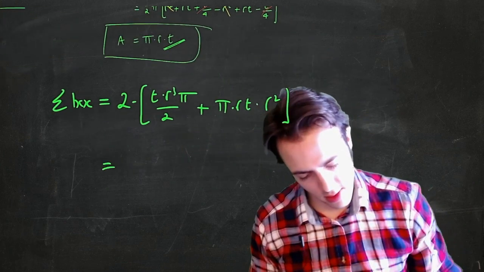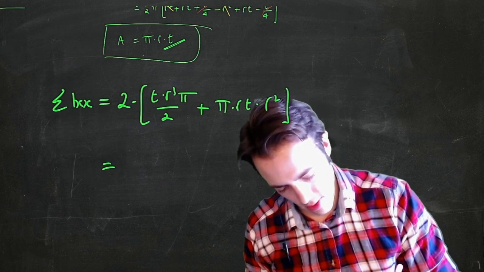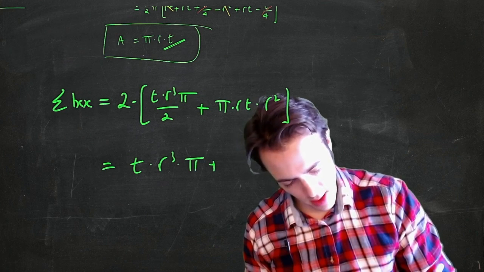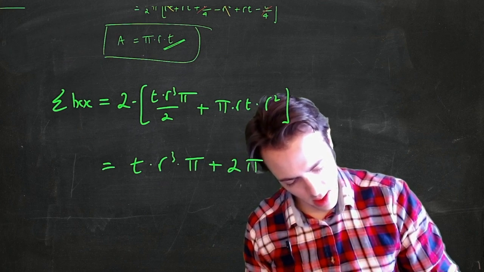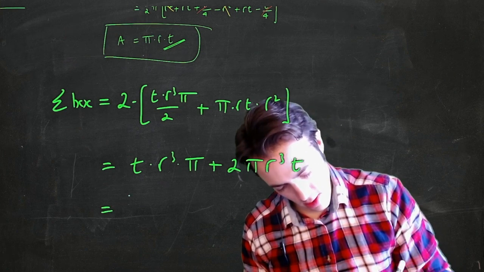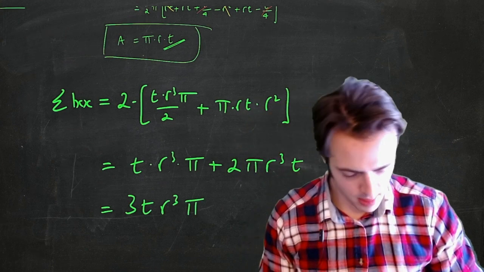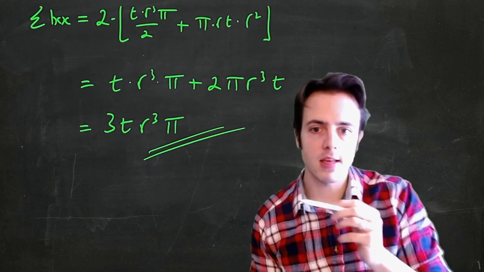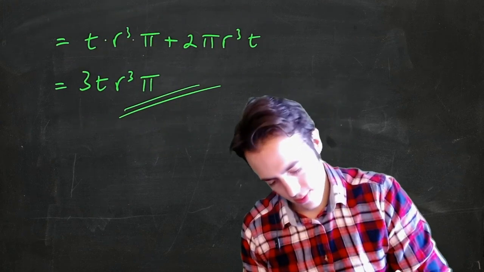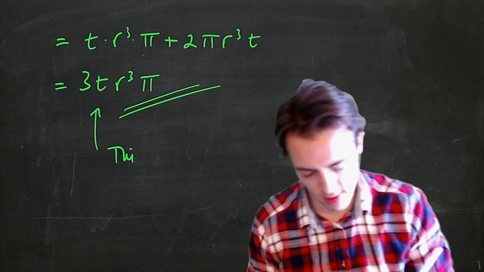So let's sort this out. In fact, let's multiply this through. So this is t r cubed pi plus 2 pi r cubed t, which is 3 t r cubed pi. Okay, so that is the whole second moment of area Ixx for this entire shape. So this is the one that we use inside our shear flow equations.